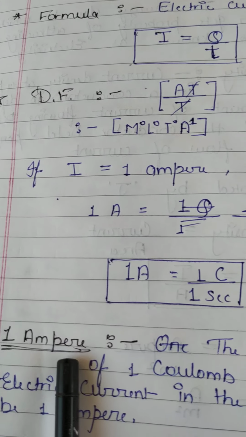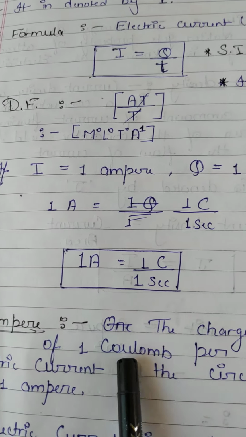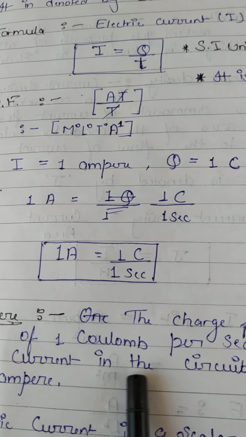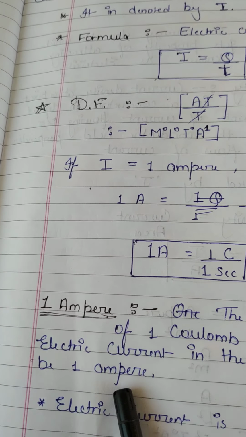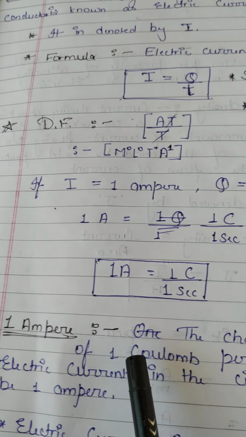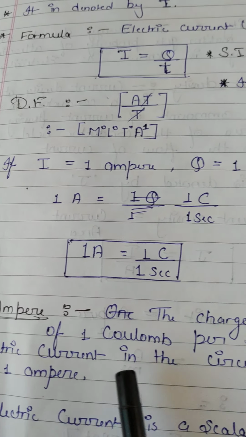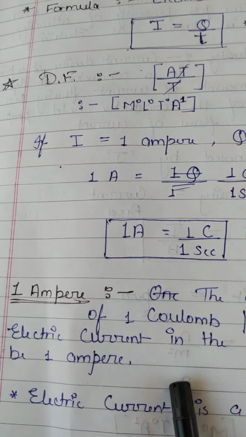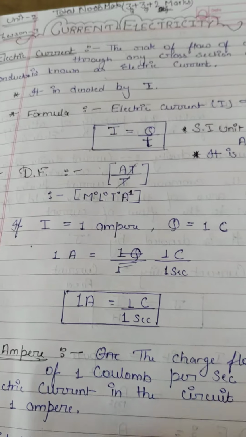Define 1 ampere: if charge flows at the rate of 1 coulomb per second, the electric current in the electric circuit is said to be 1 ampere. Electric current is a scalar quantity.